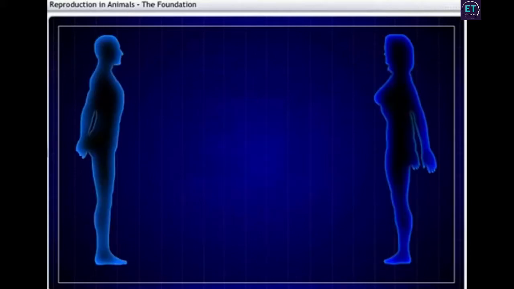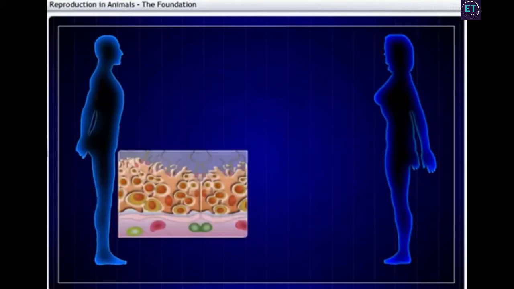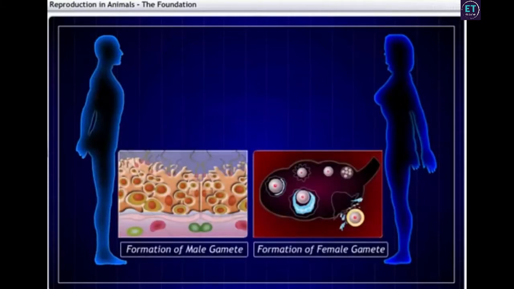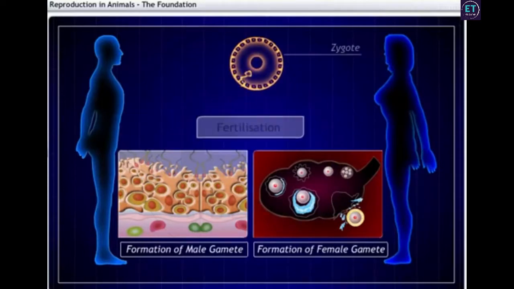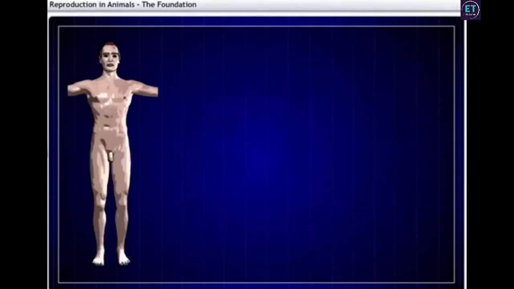As you know, the process of fertilization involves the fusion of germ cells. But this fusion is possible only once the male germ cells and the female germ cells are mature. Thus, sexual maturity of the body is necessary for the process of fertilization to happen.